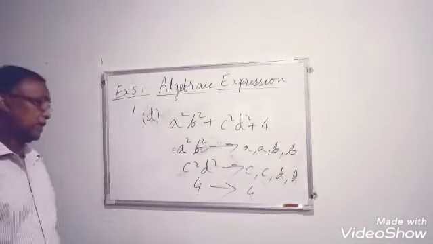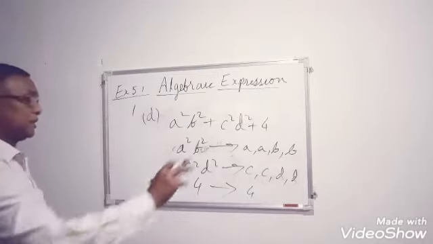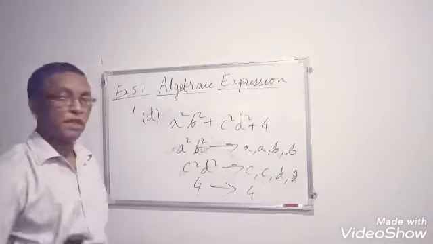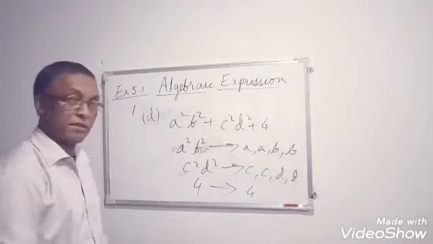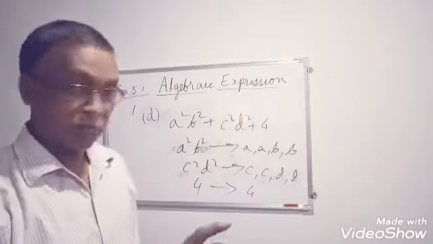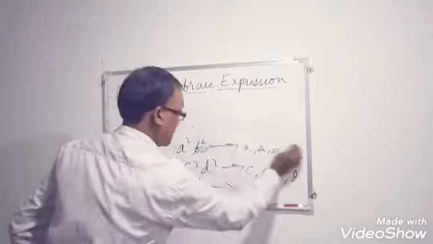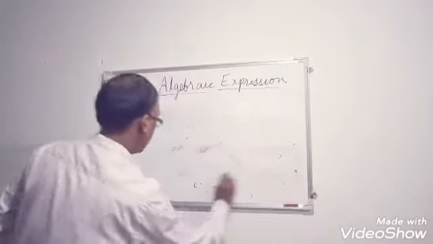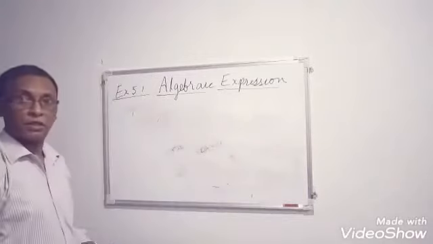So finally what we have seen, we have to identify in this algebraic expression the terms. 3 terms are there, and secondly we have to find out the factors. I think now it is clear. You can practice with the next 2 sums that are left here, b, c. So now I'll proceed with question number 2.